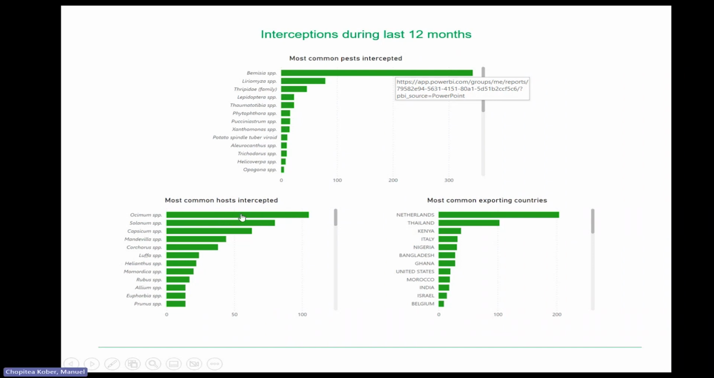Where I've seen them intercepted is normally basil, which I think is more produce. Solanum and Capsicum and Mandevilla, which include plants for planting or some produce as well, chilies. And from which countries are these coming? Most of them from the Netherlands. There have been a lot of interceptions from the Netherlands, and from Thailand as well. Then the next countries have had fewer, but you can see almost 200 from the Netherlands.